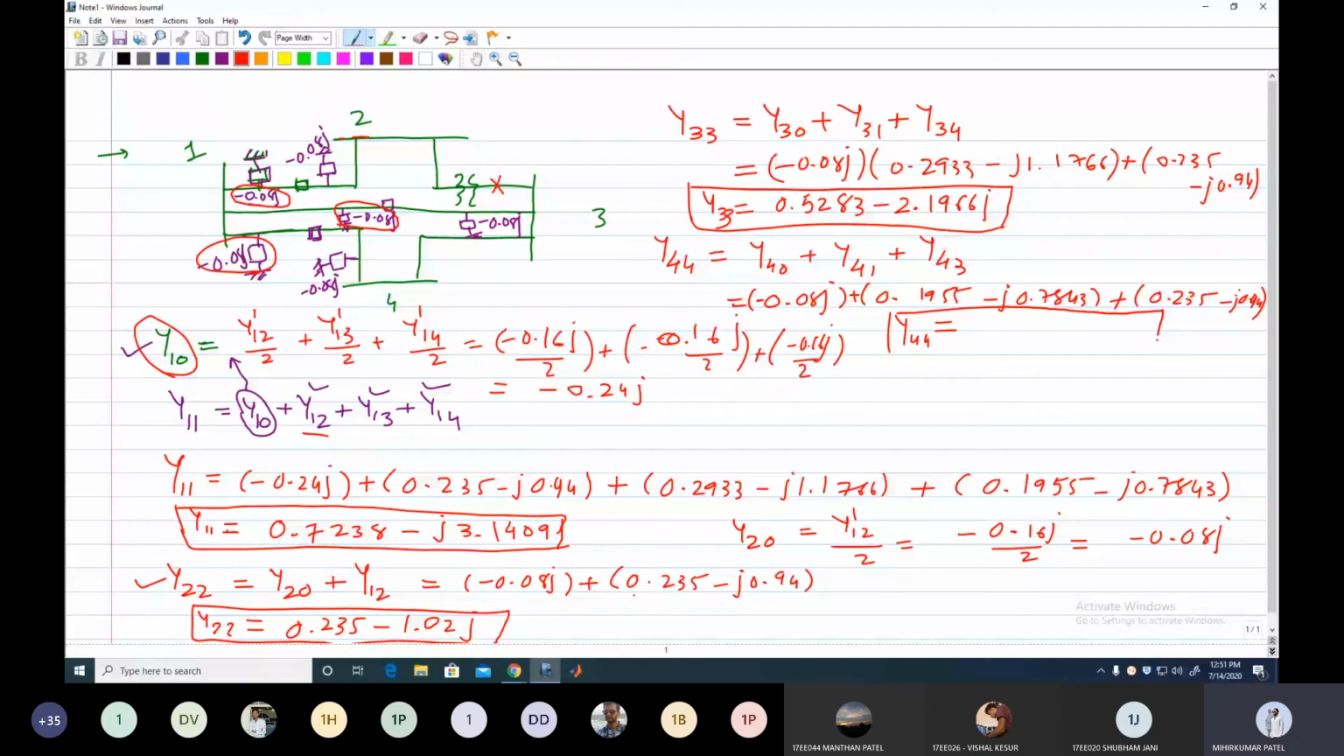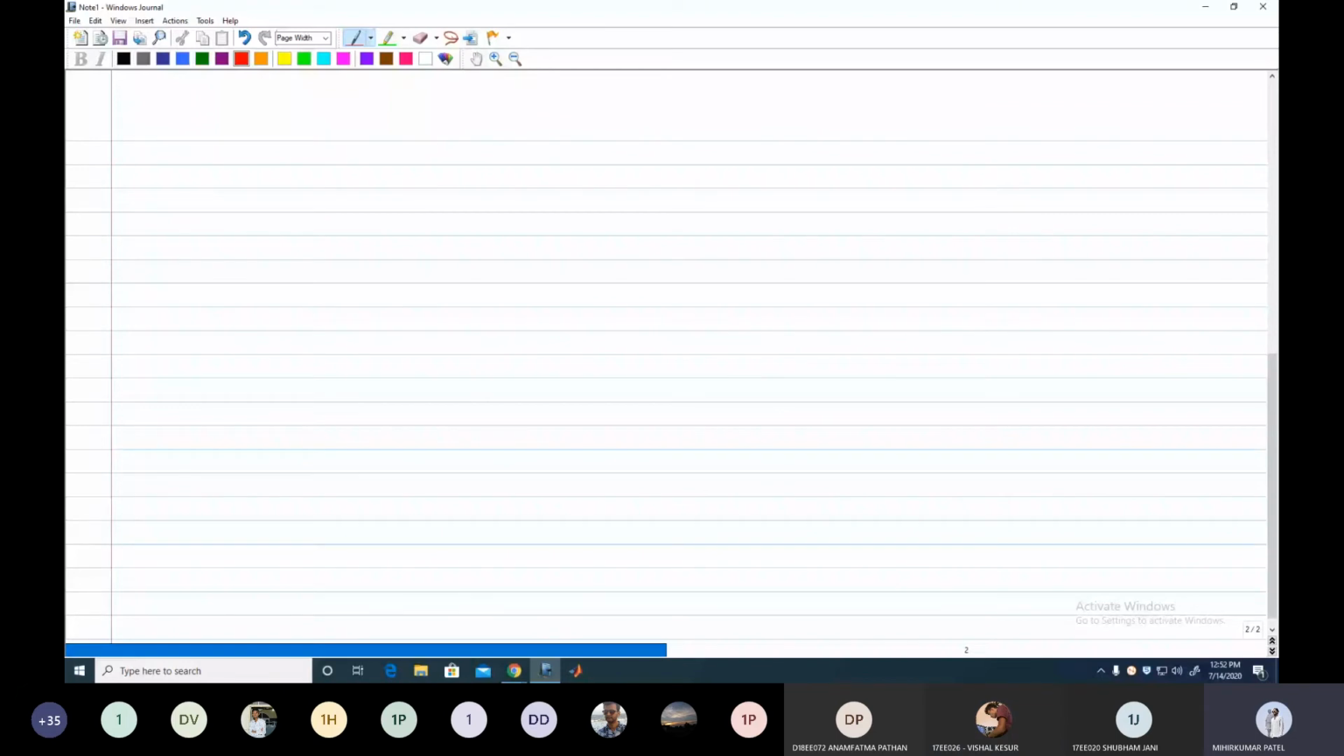What is the final answer for diagonal element Y44? It is 0.4305 minus j 1.8043. Consider four digits after the point for accuracy in the answer. Very good. So we have calculated the whole network without this transmission line. Clear up to this?